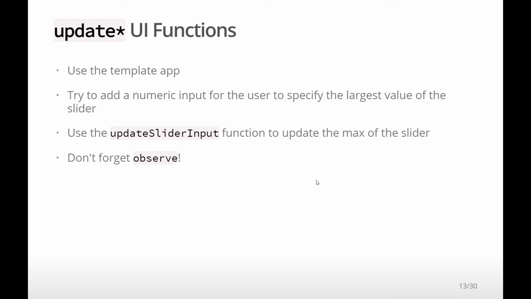Okay, so let's go ahead and get a little bit of practice with that. Why don't you open up the template app and try to add a numeric input for the user to specify the largest value of the slider. Go ahead and give that a shot. Don't forget to wrap that thing in an observe.